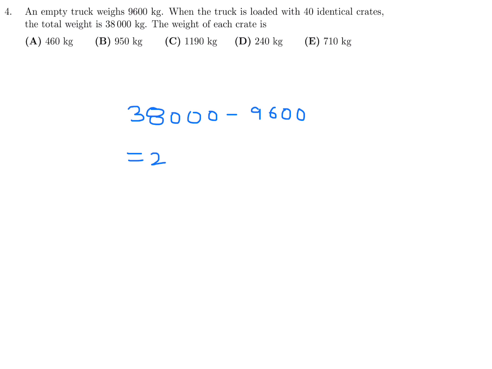And that is 28,400. So this is just the weight of the crates. And then what you do is you take the 28,400 and divide it by the number of crates, which is 40. And if you do, you get 710. 4 therefore is E.